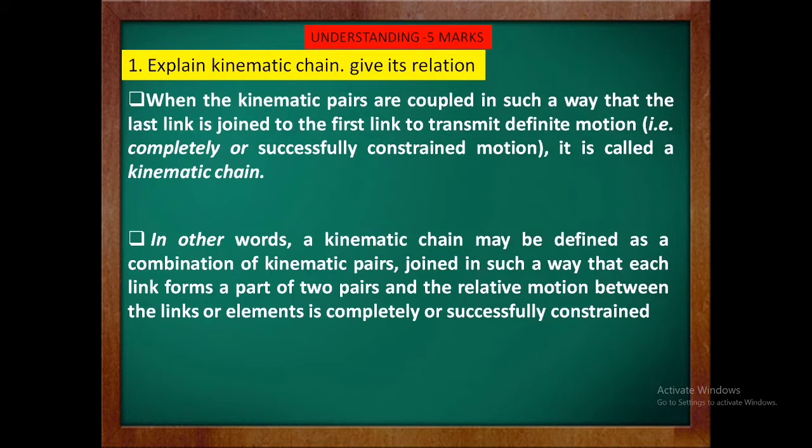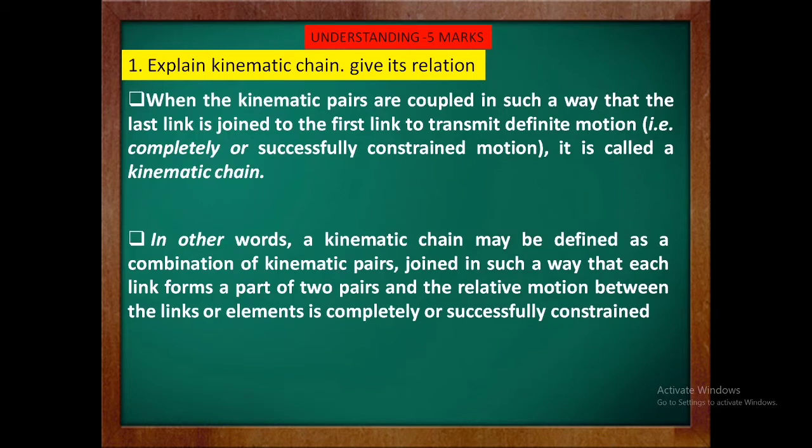When the kinematic pairs are coupled in such a way that the last link is joined to the first link to transmit definite motion, that is completely or successfully constrained motion, then it is called a kinematic chain. In other words, a kinematic chain may be defined as a combination of kinematic pairs joined in such a way that each link forms a part of two pairs and the relative motion between the links or elements is completely or successfully constrained.